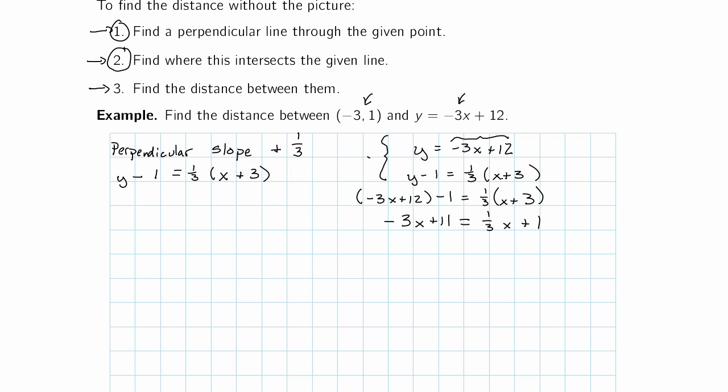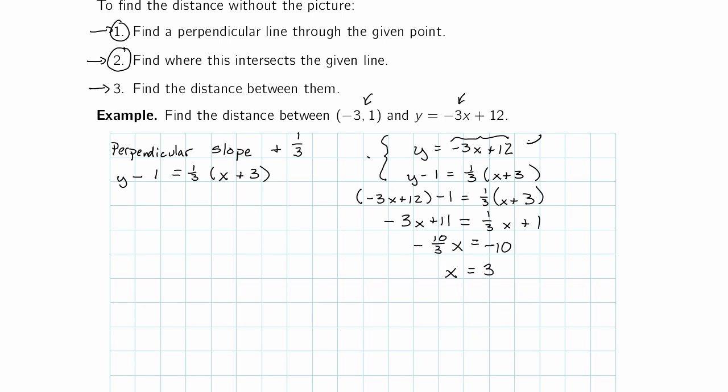Okay, now I'm going to continue solving. I want to get all the x terms on the left, so I'm going to subtract 1/3 x on both sides. All the constant terms on the right, so I'm going to subtract 11 on both sides. Negative 3 minus 1/3 is negative 10/3. 1 minus 11 is negative 10. Divide both sides by negative 10/3, or I could think of that as multiplying by negative 3/10, and I get x equals positive 3.